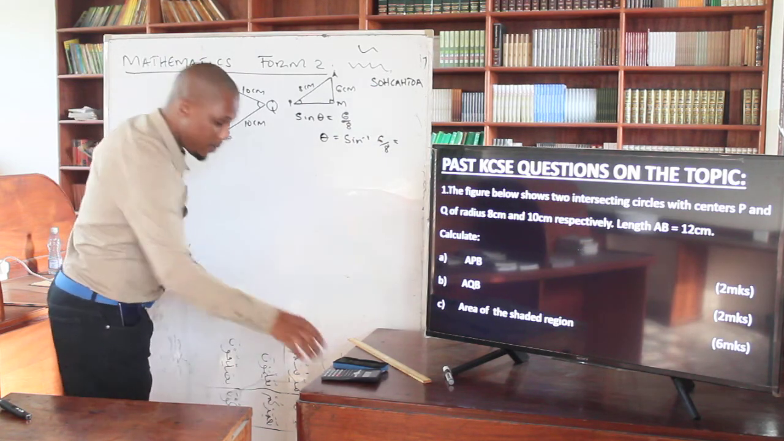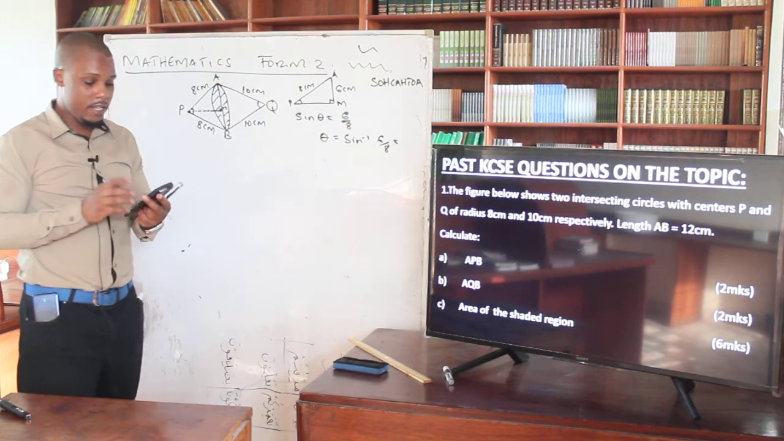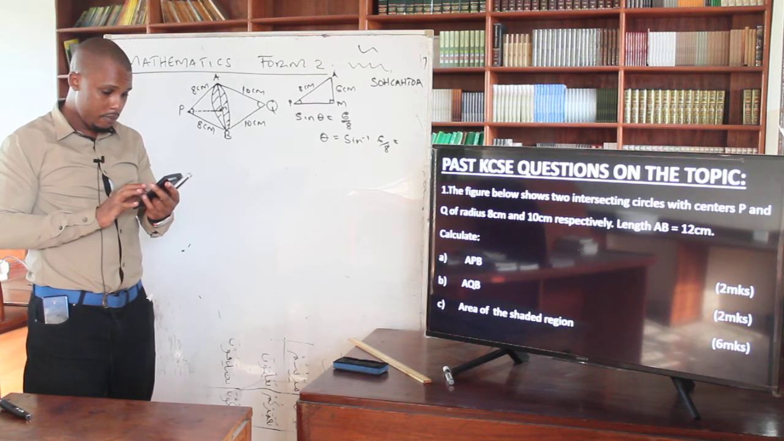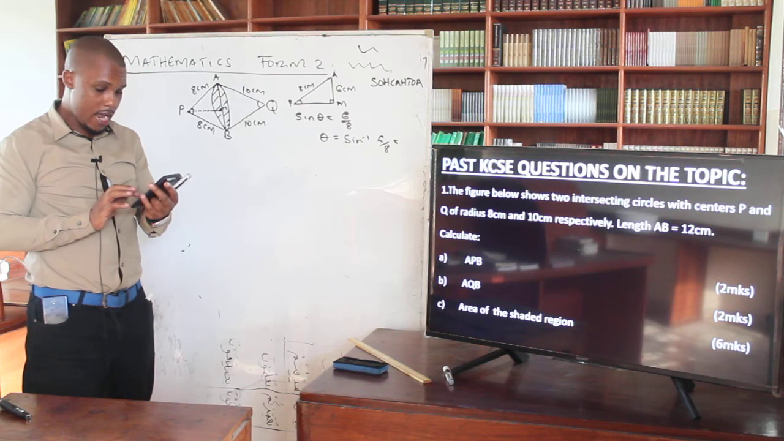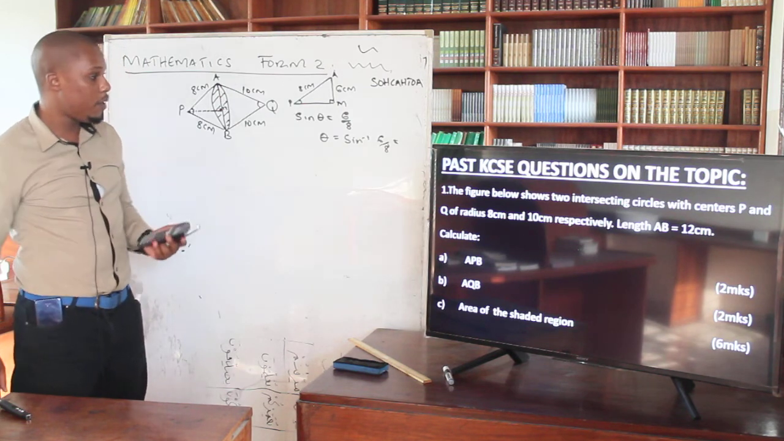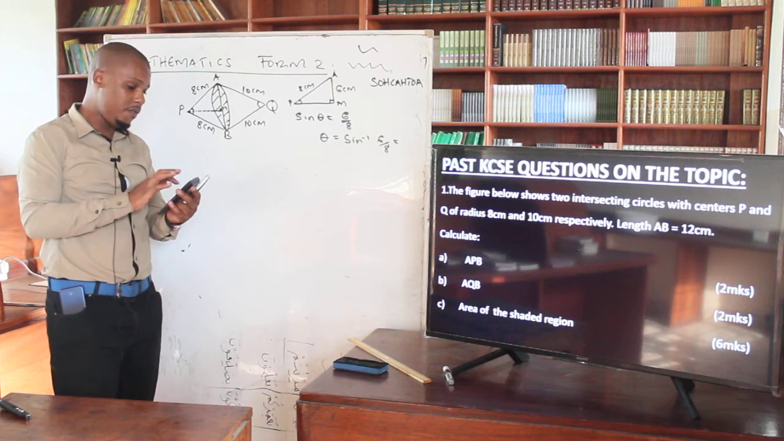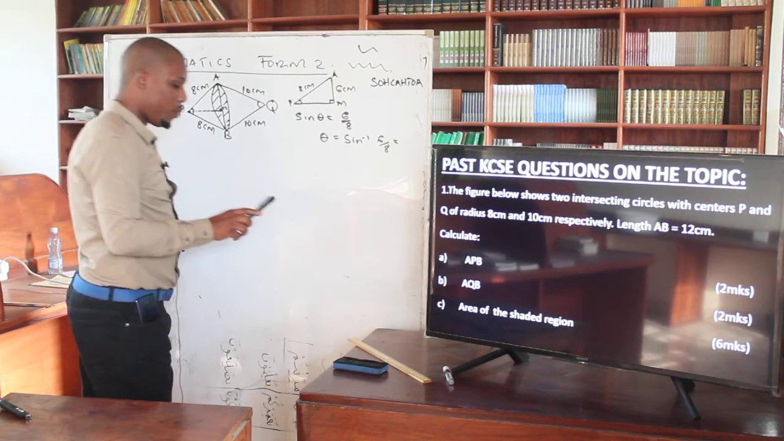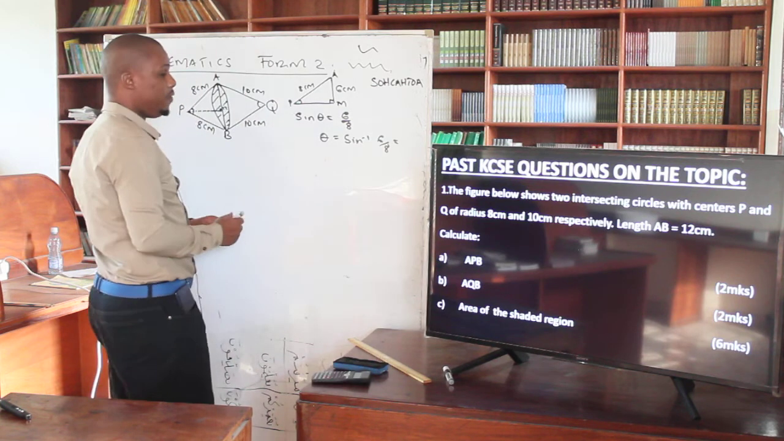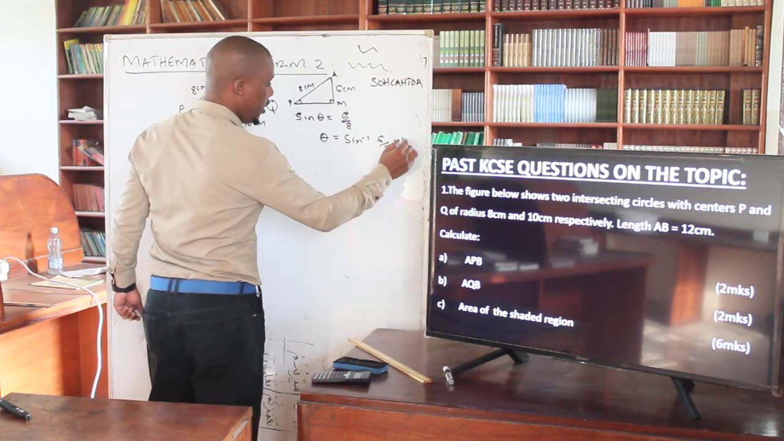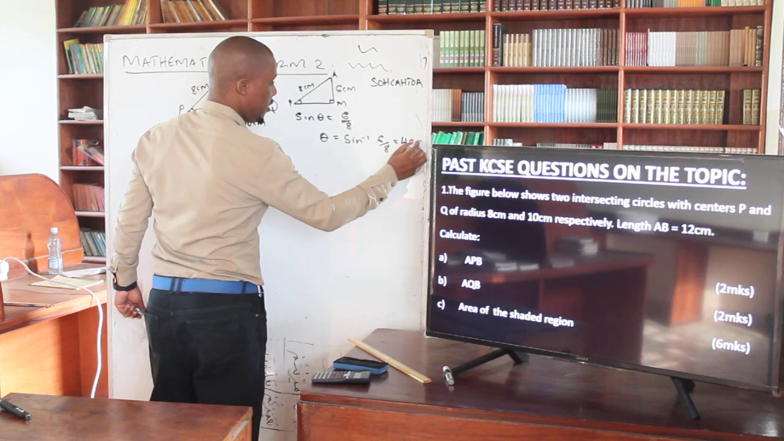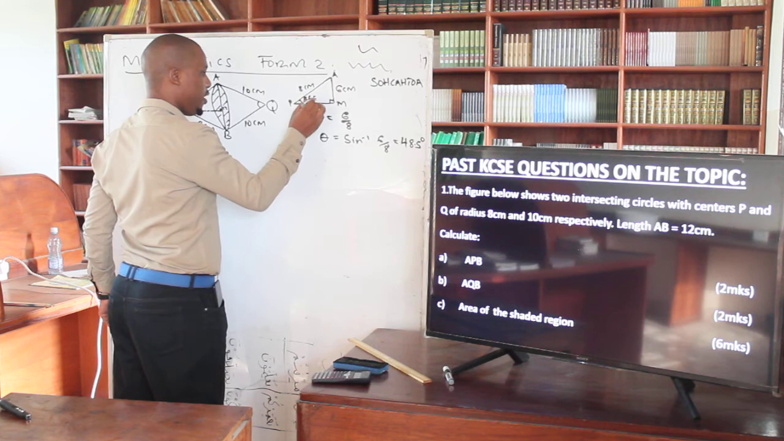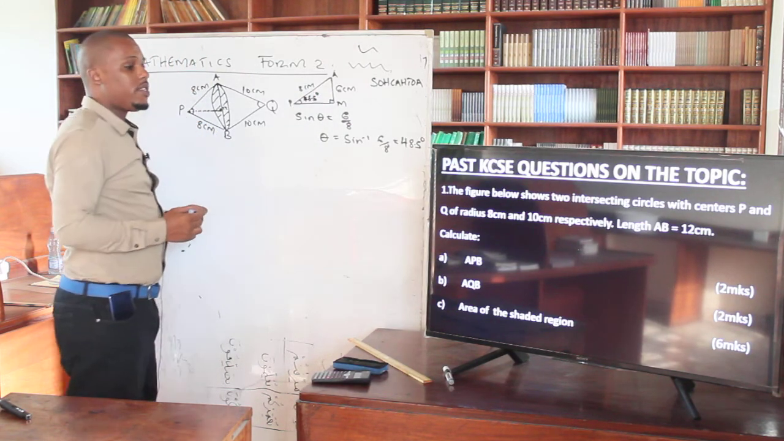So take your calculator, get the 6 over 8, then you get the sine inverse of the answer. So 6 divided by 8. From your calculator, 6 divided by 8, you can see it's giving us 0.75. Then you press shift and then sine. You get that the angle is 48.5 degrees. So meaning that this angle is 48.5 degrees.